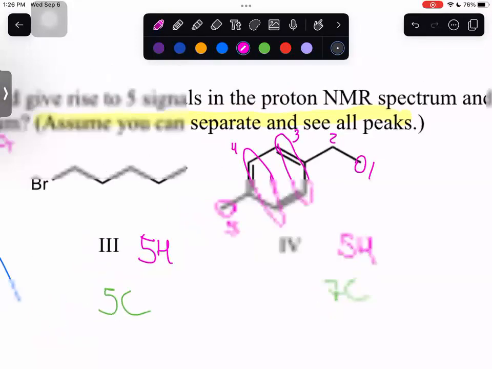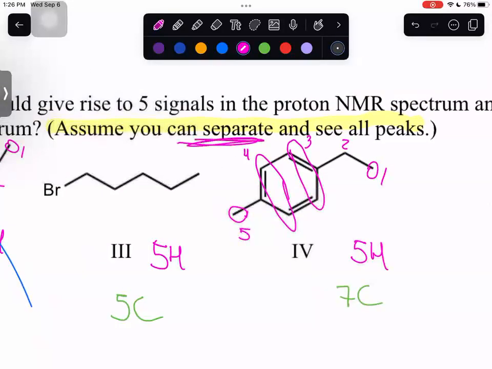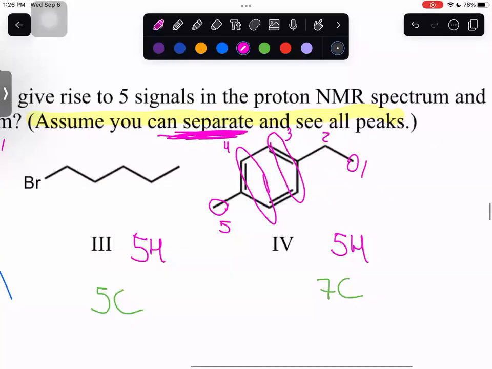I'm combining them because it tells me that I can see all of the separate peaks. Because I can see them separately, I'm not gonna group them together. That's the only reason. I'm doing the theoretical counting right now. And then for CNMR, same process. I'm basically just counting the carbons. 1, 2, 3, 4, 5, 6, and 7. That's how we found them.